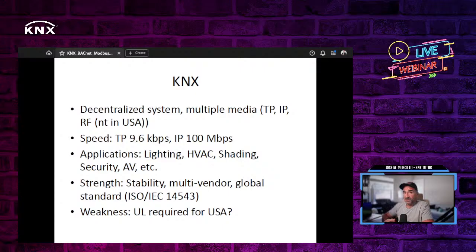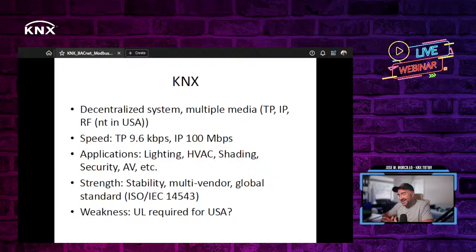So for the US market, we have twisted pair and we have IP. The speed, and this is very important, the communication speed is 9.6 kilobits per second. We can use IP, of course, and in that case we go over 100 megabits or gigabit, right?